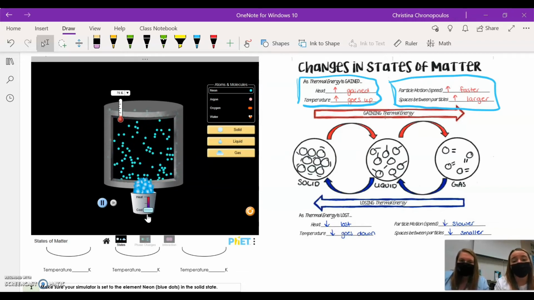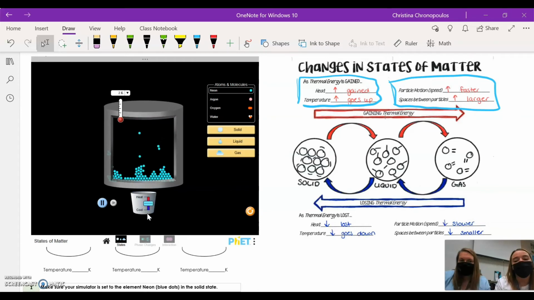And take a look at our particles now. As that temperature is decreasing, we can definitely see a change in the motion of those particles. They're slowing down, they're coming closer together. So the space between your particles is decreasing, the particle motion is decreasing, and they're coming closer and closer and closer together. Check that out.